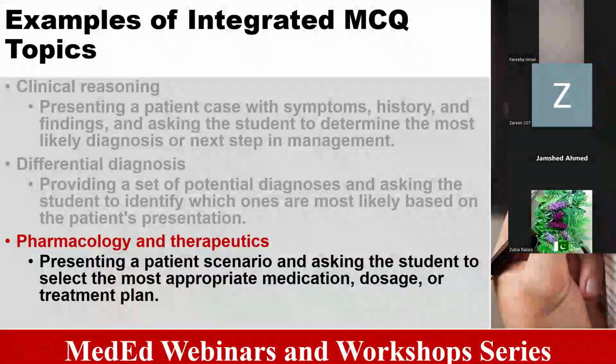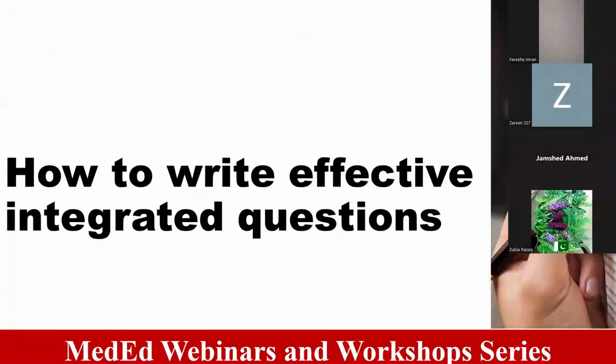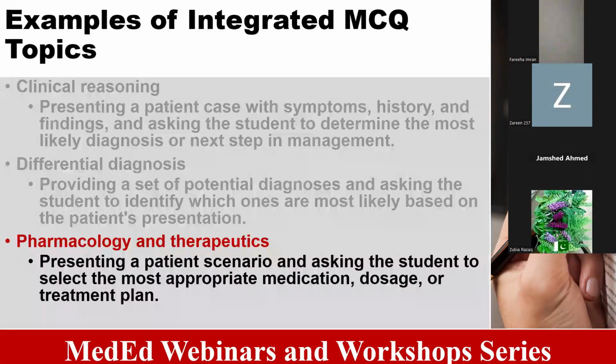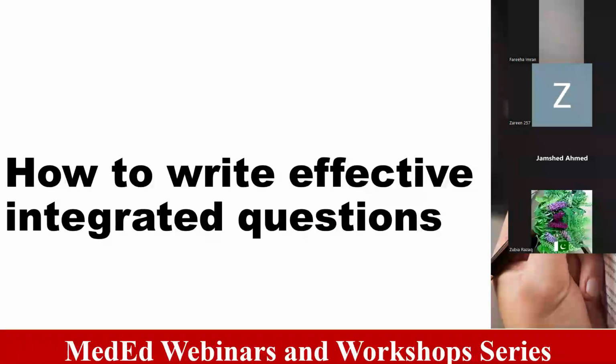Pharmacology and therapeutics: presenting a patient scenario and asking the students to select the most appropriate medication, dosage, or treatment plan. This would be a two-step question, where students have to make a reasonable diagnosis based on the scenario, and based on that diagnosis choose the most appropriate treatment. So this would be a bit more searching. Right, so that is about the topics, and we can see that there is no problem in picking up the topics. There could be so many options available to us.